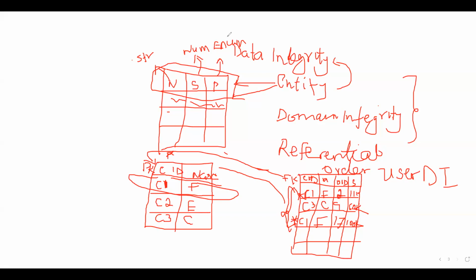Any questions so far, guys? ABS, please go ahead. If that order table is called the transactional table, what is the customer table called? The order table is called the fact table. And this is called the dimension table. Is it clear? Yeah, thank you. All right. Any other question?